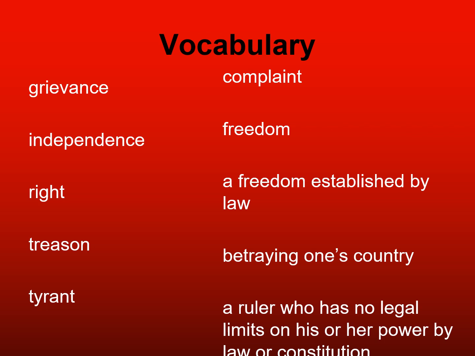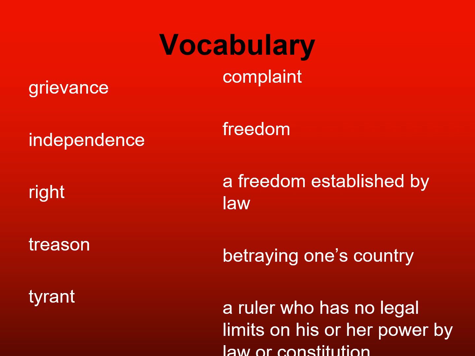Before we jump in, we've got a few vocabulary terms that we need to talk about. A grievance is one of the words that was used in the Declaration, and a grievance is a complaint. Independence, in this context, the colonists were using as freedom, and a right is a freedom that is established by law. That means that you're given by law, and in this case, later on, it'll be the Constitution. Treason is when you betray your country. So if I were to go to Russia and give them some of our military secrets, that would be considered treason, and I would be tried and probably convicted and potentially even executed.